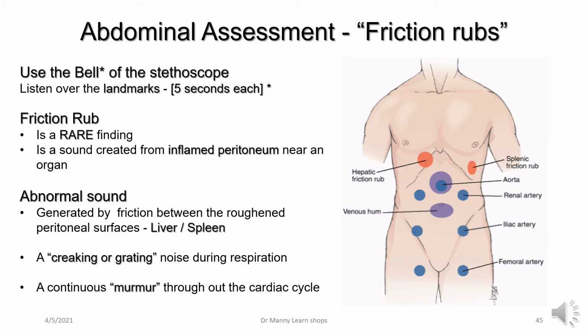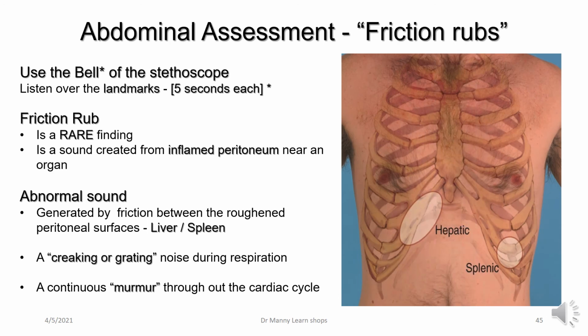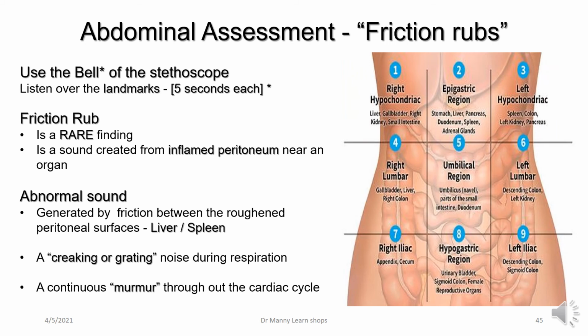A friction rub is generated by roughened peritoneal surfaces, which are typically related to the liver and the spleen. Inflammation. Have a look. This is where you could listen: splenic and hepatic friction rubs. Friction rubs may be painful as well, so you can use your 9 regions to identify which organ it could involve.